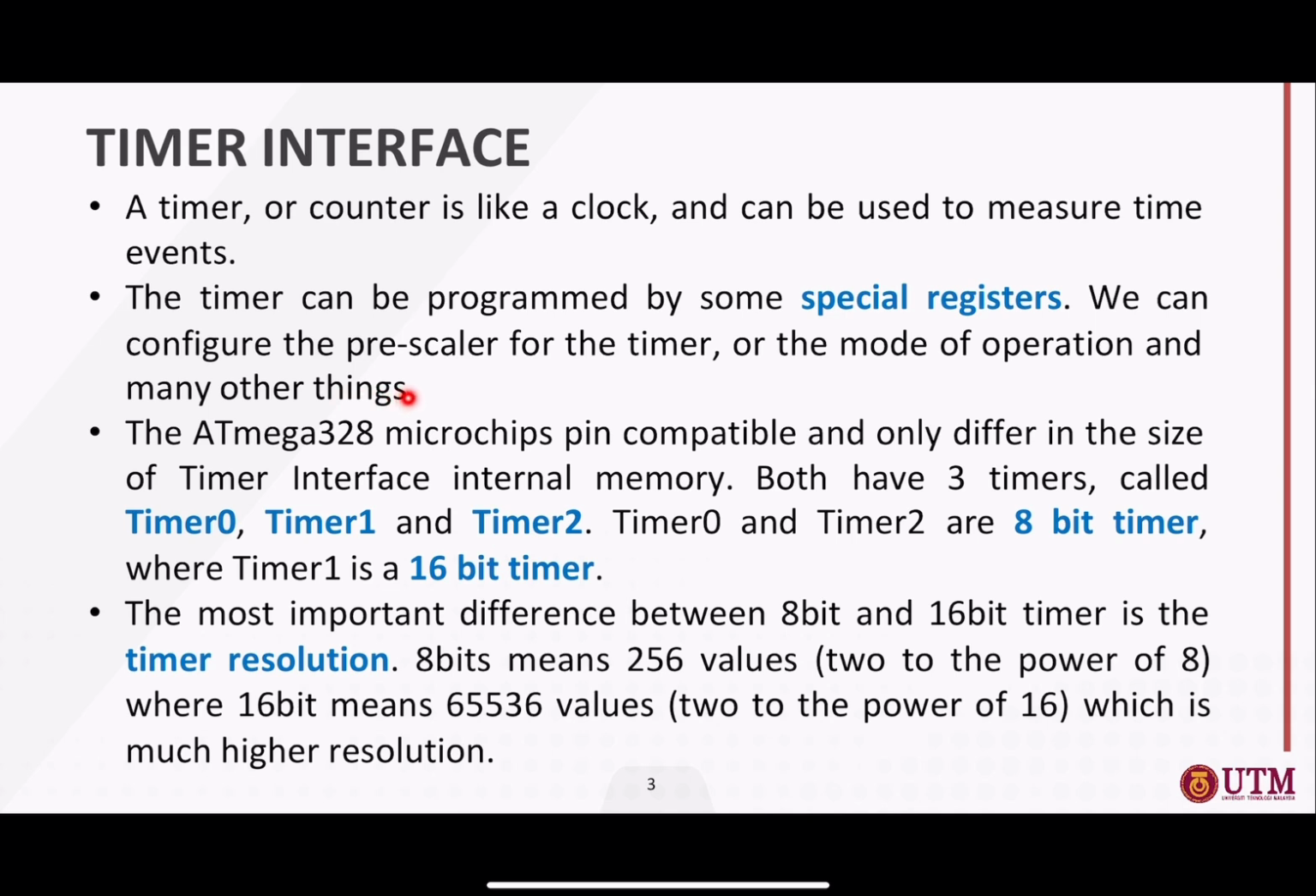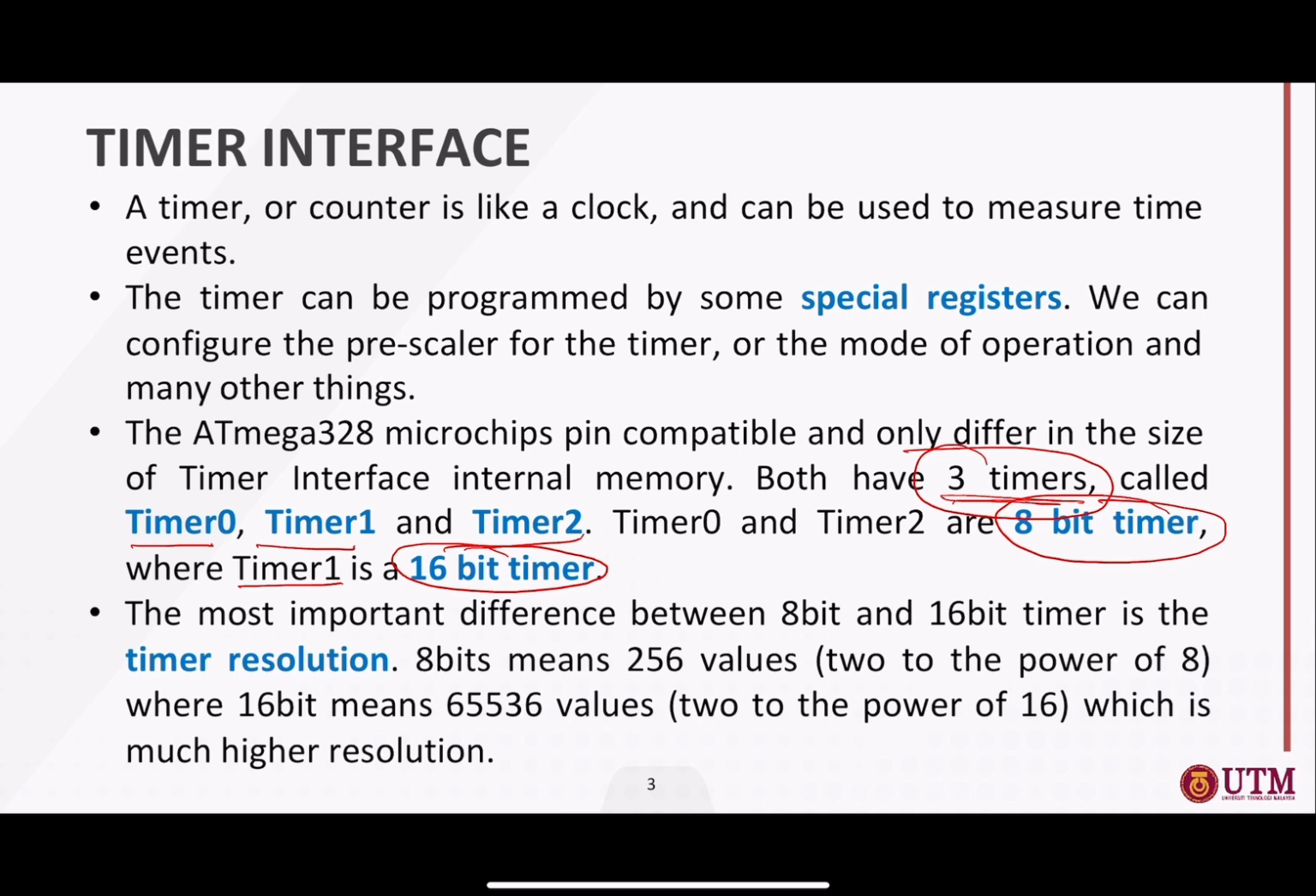The Atmega 328 microchip is pin compatible and only differs in the size of timer interface and internal memory. So for Arduino Uno, we have 3 timers: timer 0, timer 1 and timer 2. Right? So timer 0 and timer 2 are 8-bit timers, and timer 1 is a 16-bit timer. So you must know in Arduino Uno we have 3 types of timers. Timer 0 and timer 2 are 8-bit, and timer 1 is 16-bit.